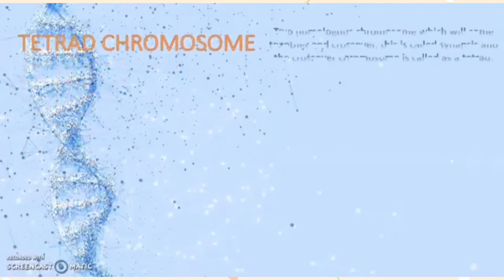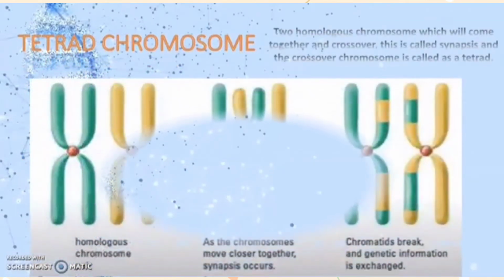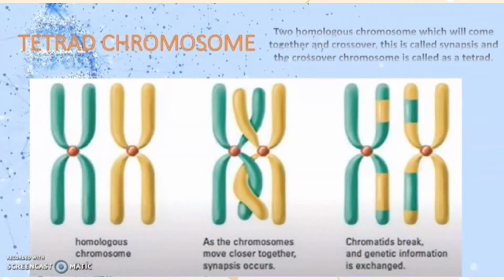Now I'll be explaining about tetrad chromosome. What actually is a tetrad chromosome? A tetrad chromosome is two homologous chromosomes which come together and cross over. This is called synapsis, and the crossover chromosome is called a tetrad. So the one circled below, the chromosomes move closer together and synapsis occurs, where each of the chromosomes binds together, and the brace shows the tetrad chromosome, because tetrad means 4 and there are 4 sister chromatids.